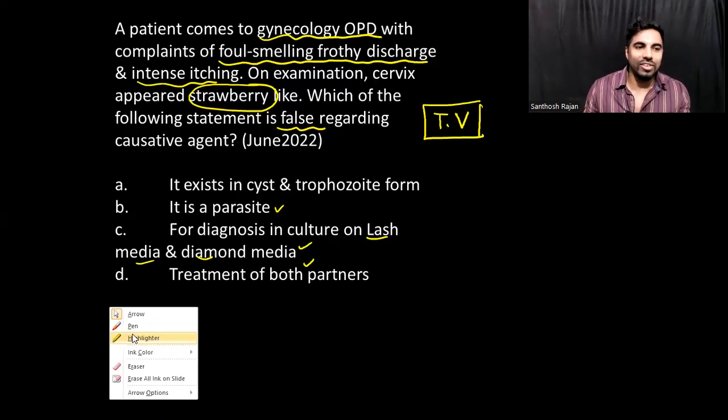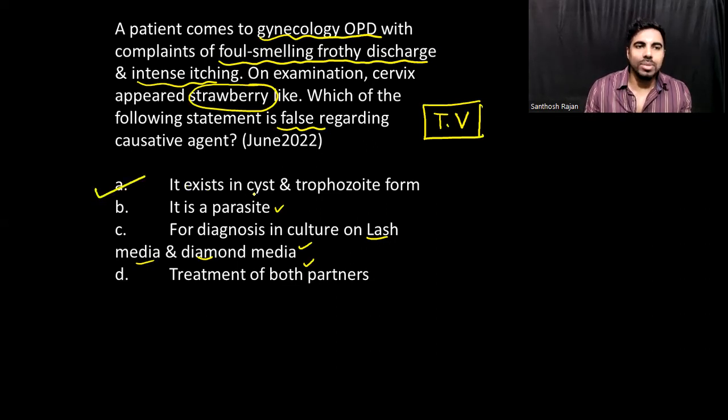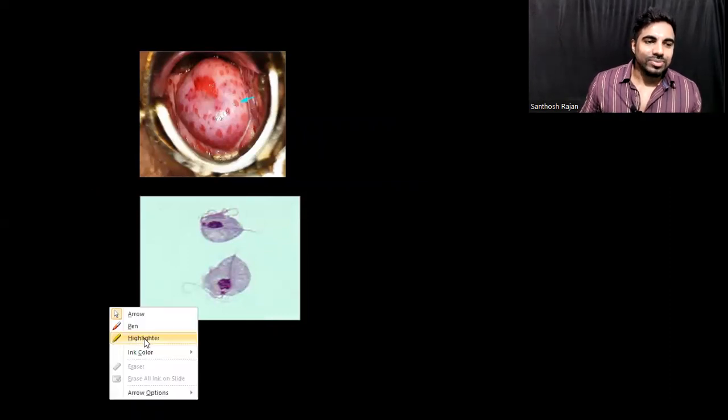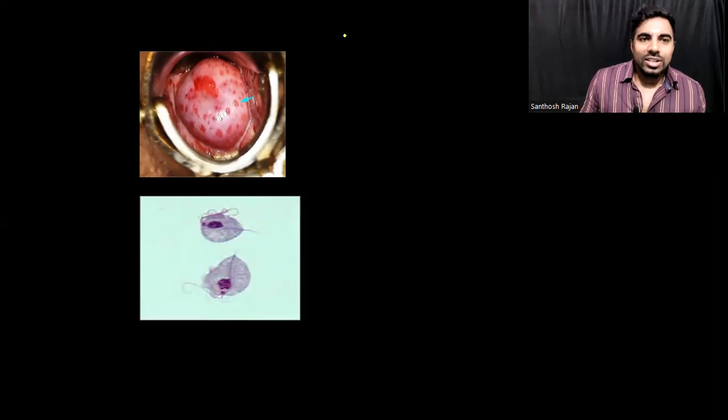It might be a little bit difficult for you, so why is it so confusing to remember? This is the wrong statement. It exists in cyst and trophozoite form is wrong because there is no cyst form. Okay, there is no cyst form. So how to remember Trichomonas vaginalis? You guys will be so excited. Okay, how to remember?